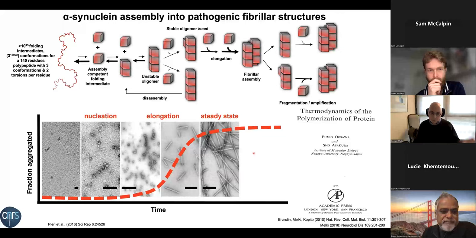In a test tube, one can really reproduce what I'm describing here with the scheme. You have a monomeric form of the protein that forms sort of oligomers that have an elongated component. Later on, you see small fibrils, short fibrils, and longer fibrils at steady state.